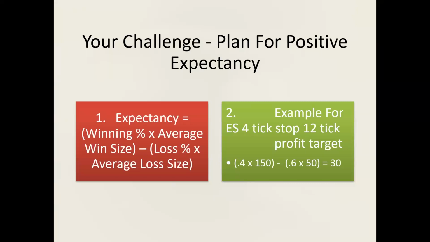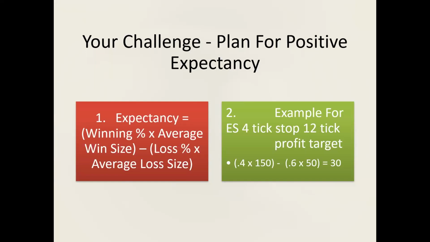But essentially, you can see the formula on the screen. Your percentage of winning trades times the average win size will give you a number. The percentage of losing trades times the average loss size will give you another number. So you subtract the second number from the first. If you get a positive value, that means you've got a positive expectancy.